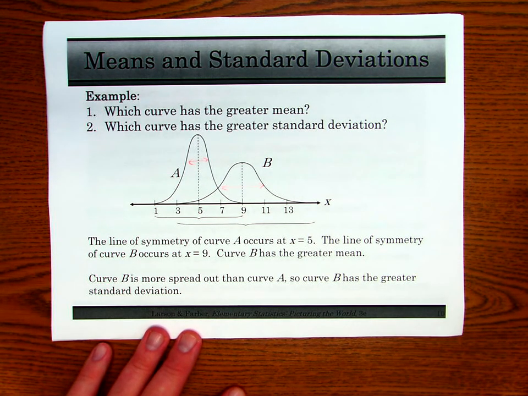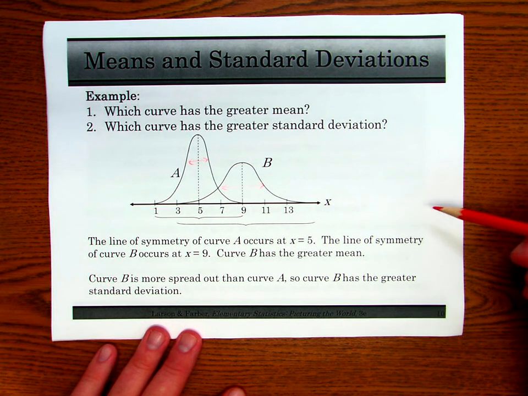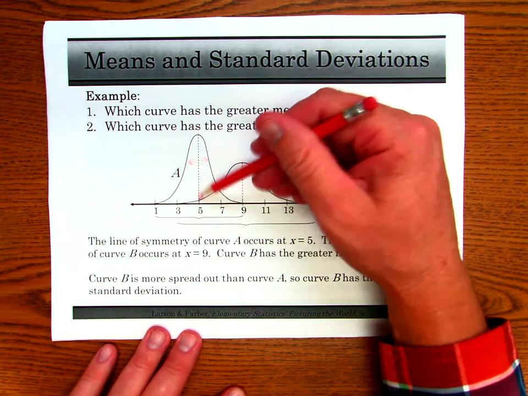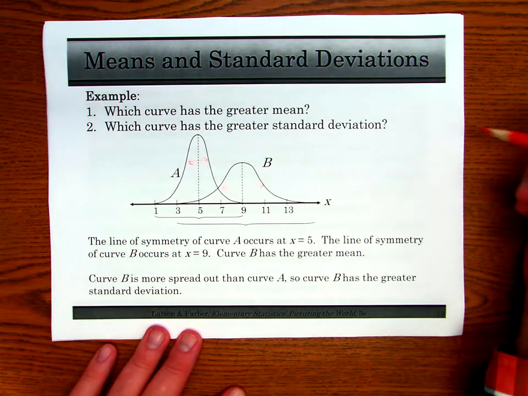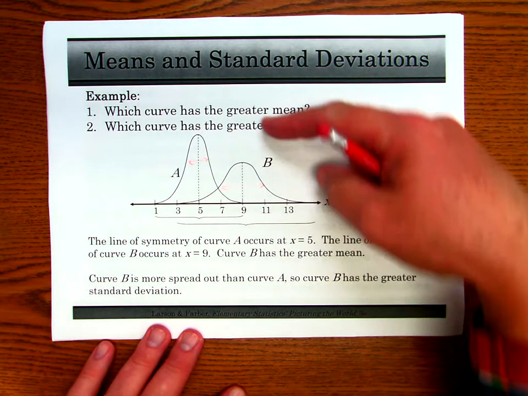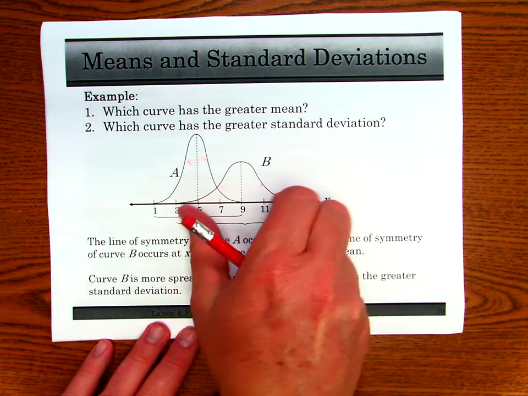Now keep in mind, these are a special case of a density curve, which means the area has to be 1. So if it's going to get taller, it needs to get skinnier in order to keep that area 1. If it's going to get shorter, then it has to get fatter in order to keep that area 1.